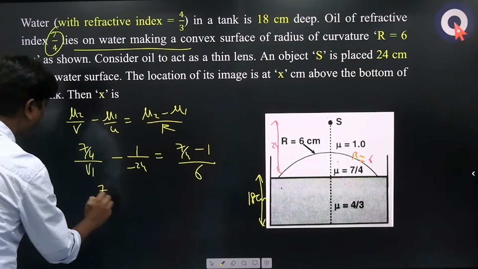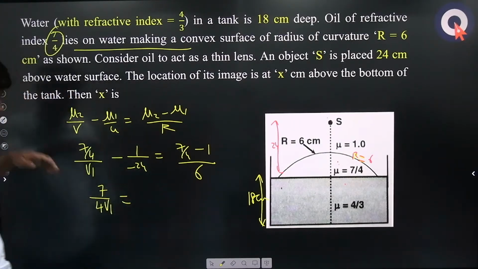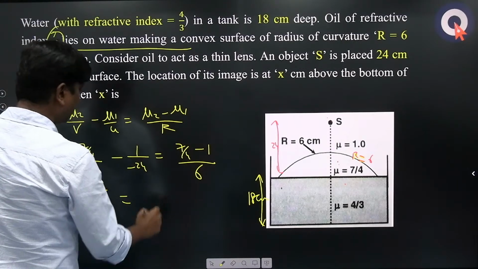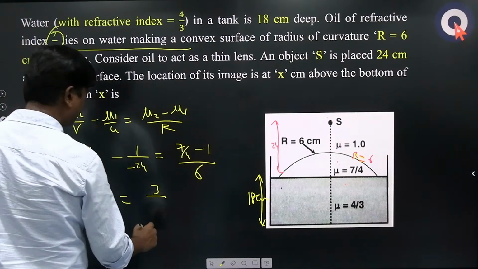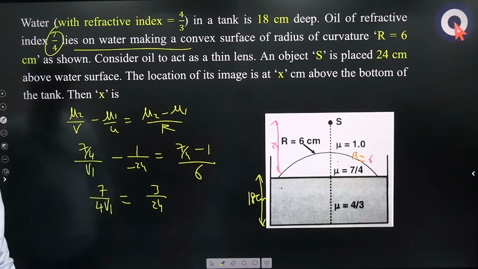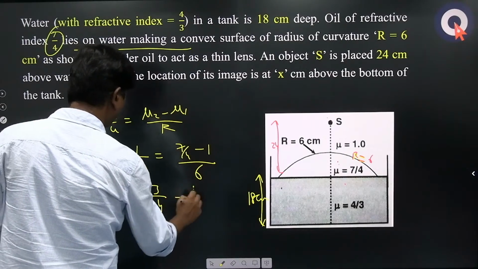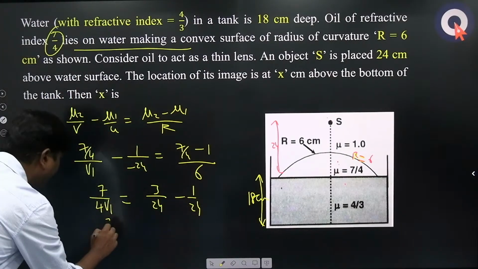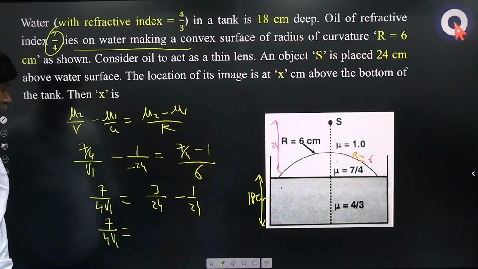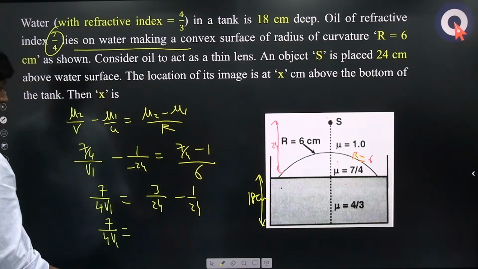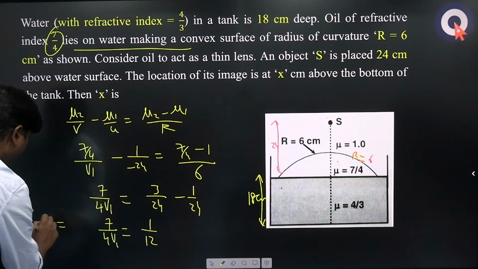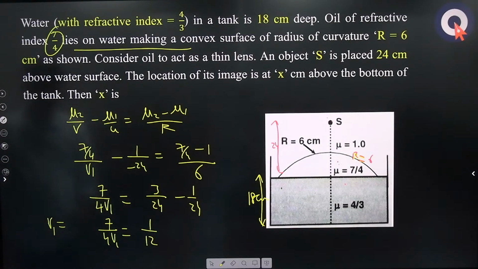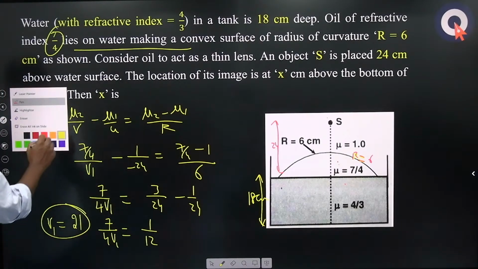So 7 by 4 V1 is equal to 3 by 4 by 6, which is 1 by 8, minus 1 by 24. So 7 by 4 V1 is equal to 2 by 24, which is 1 by 12. So what is V1? 21 you will be getting. So V1 is 21. So that means here I'll show you the ray diagrams.